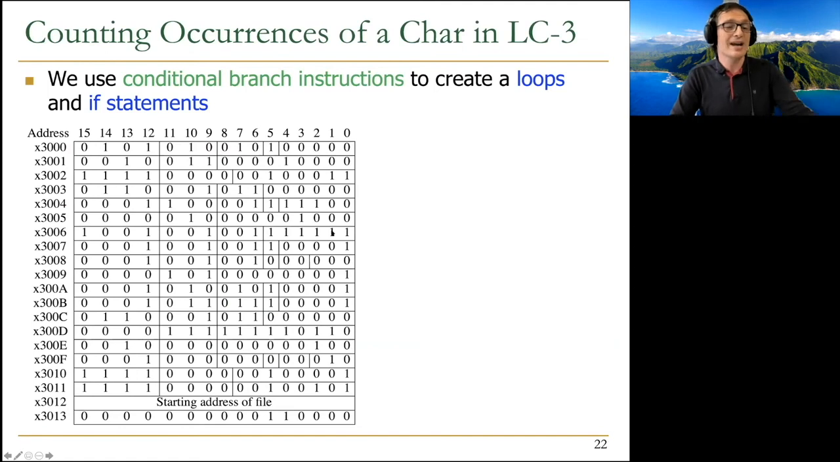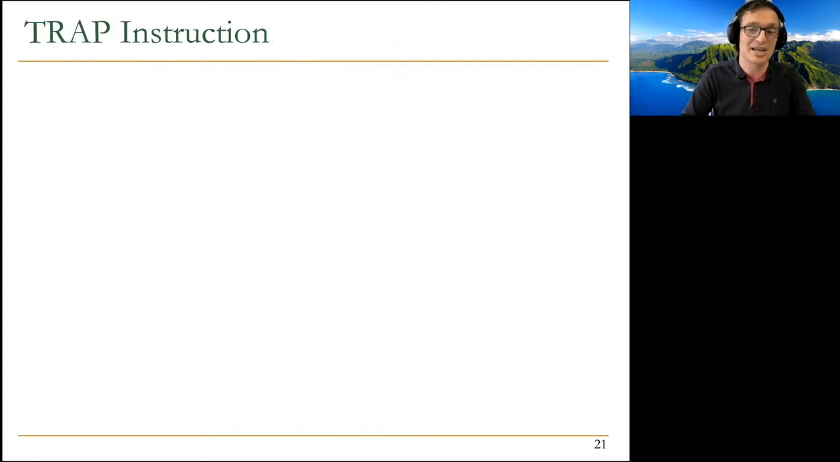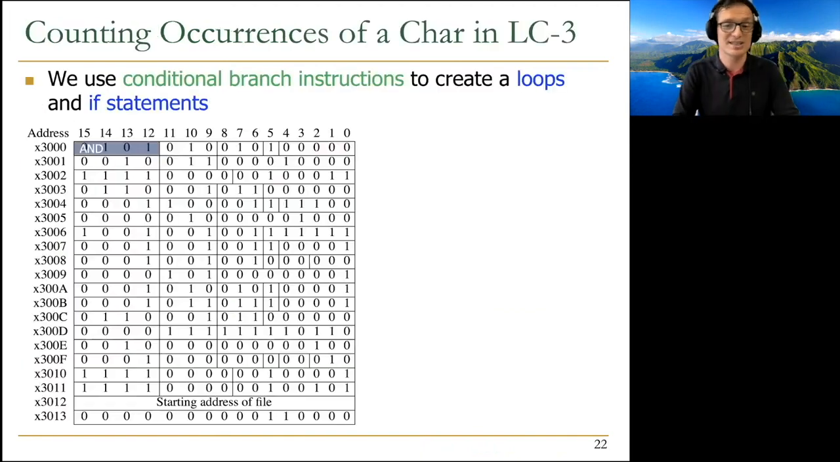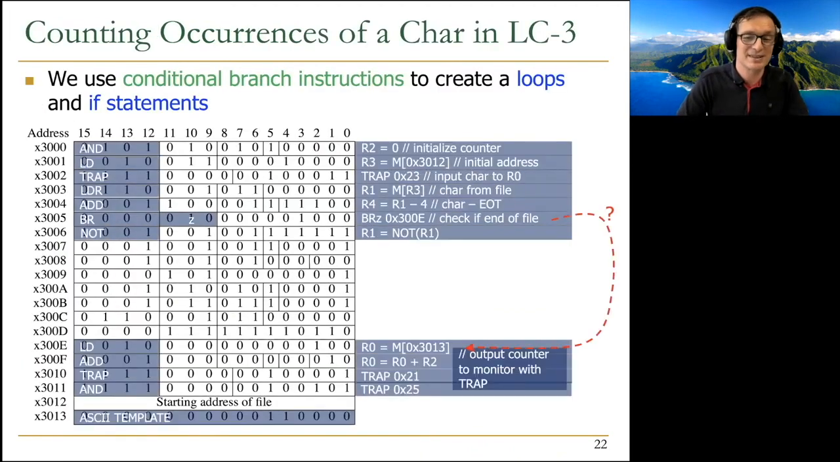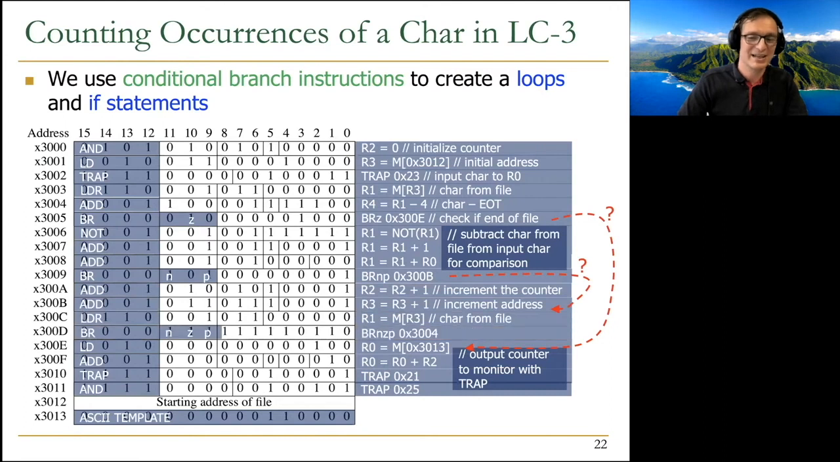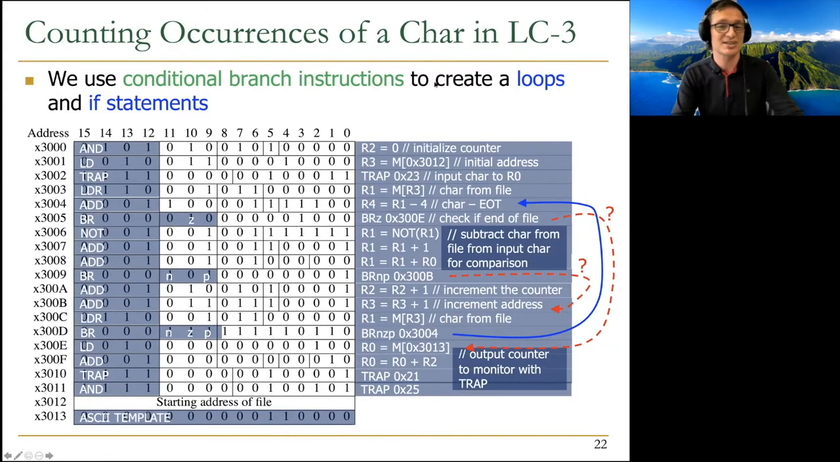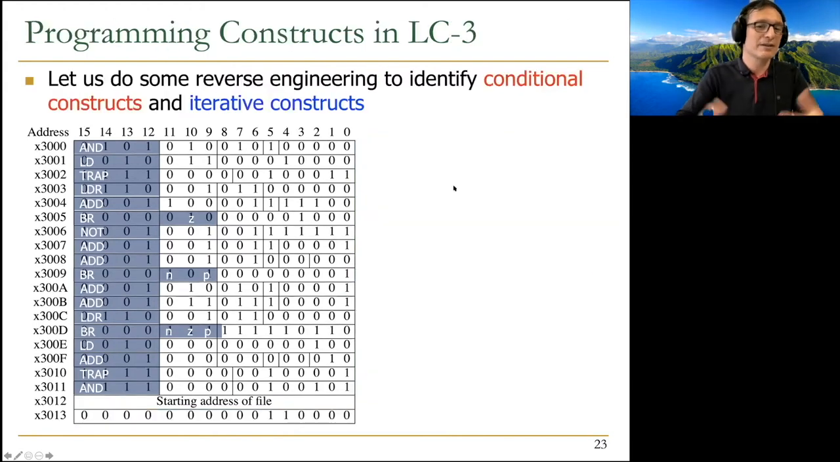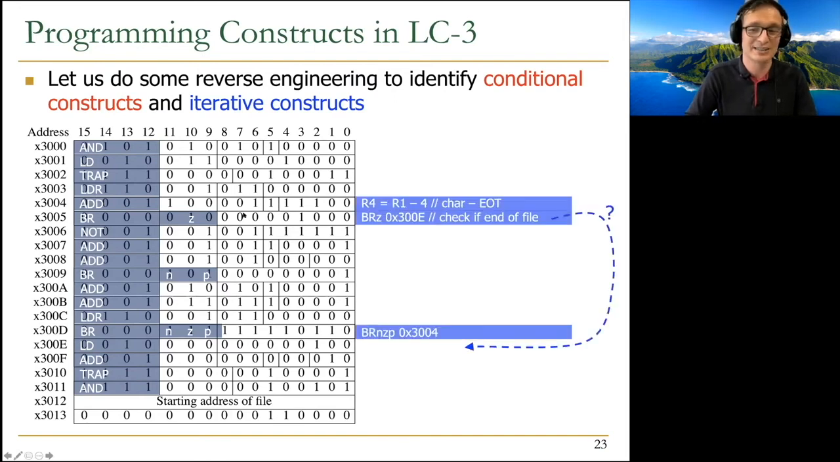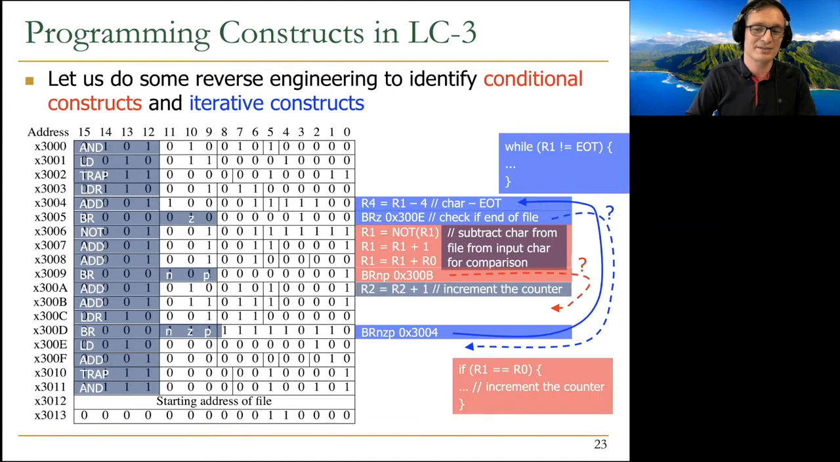So this is the program that we wrote, and this is also in our Patt and Patel book, that basically implements the constructs that we showed you earlier, that basically implements this flowchart. And again, I'm not going to go through this in detail. You can convince yourself that the program does what it does. But again, we don't have time to go through the detail. You can see that we use conditional branch instructions to create loops and if statements. And you can do reverse engineering to identify conditional constructs and iterative constructs like what I show you over here. But again, we don't have time to go through this in detail.